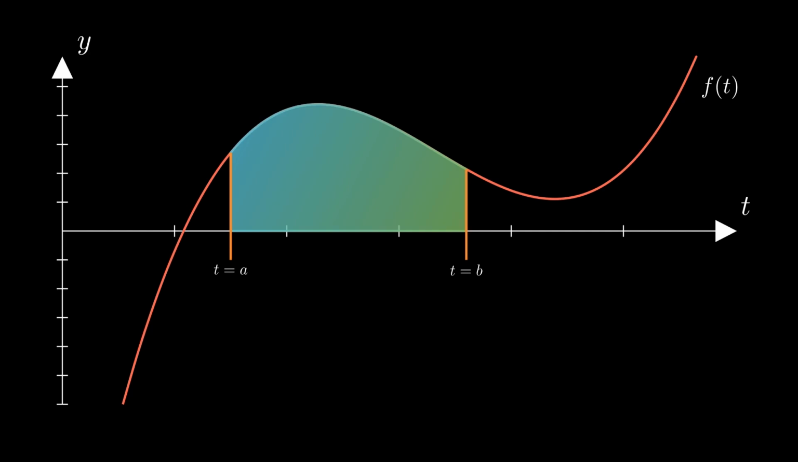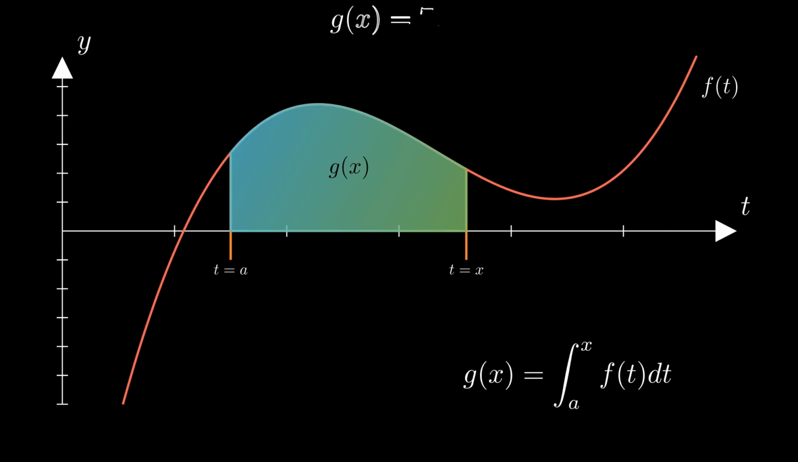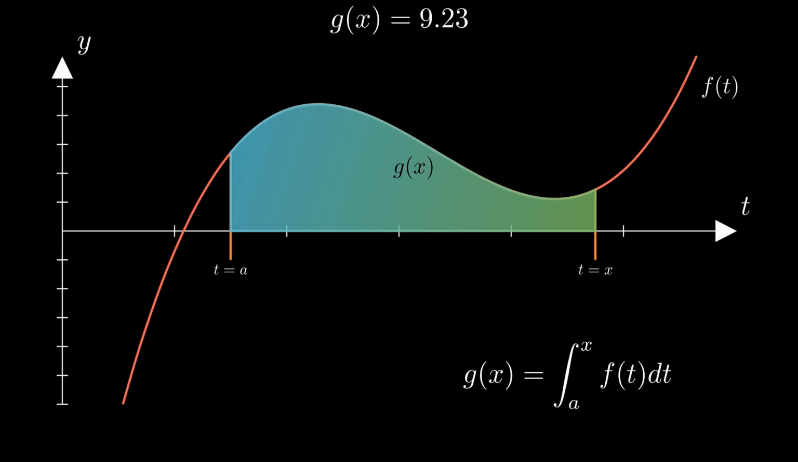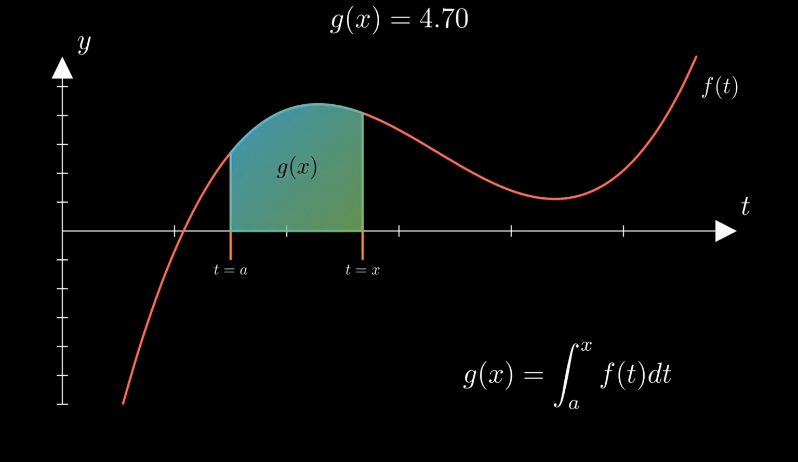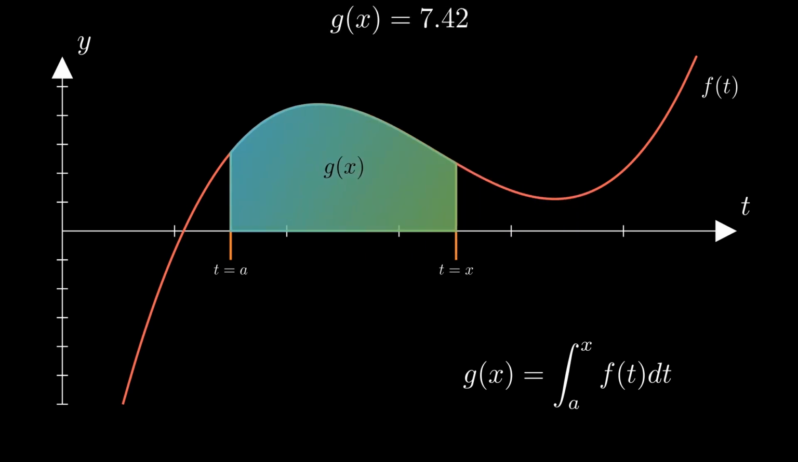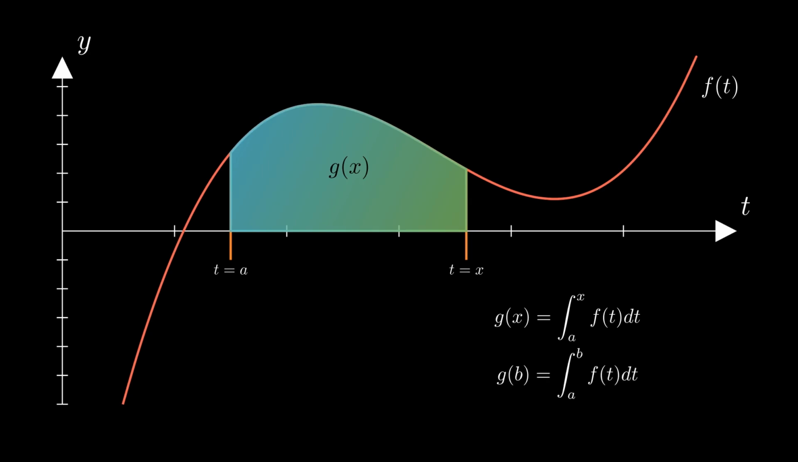One idea is that we define a new function, g of x, such that g of x represents the area under f of t from t equals a to some t equals x. We can write the definition of g of x as the following integral of f of t, which simply expresses the same idea in mathematical notation. Notice how the value of g of x changes as we vary x. We would like to evaluate g of x at x equals b to find the area in question.